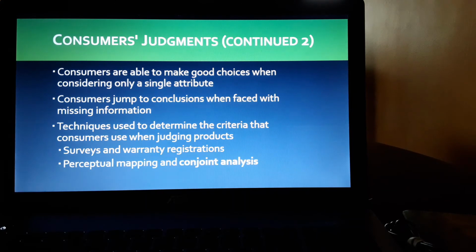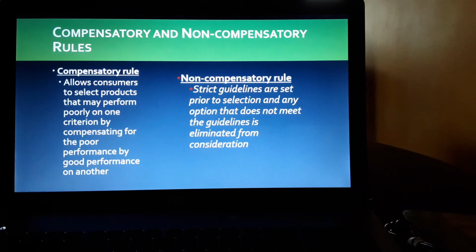Marketers want to find out what's going on in the head of the consumer. Again, so they can match up consumer perception with the reality of the product, and also match up what the communication is. Okay, so compensatory and non-compensatory rules within products. Compensatory rules allow consumers to select products that may perform poorly on one criterion by compensating for the poor performance with good performance on another.